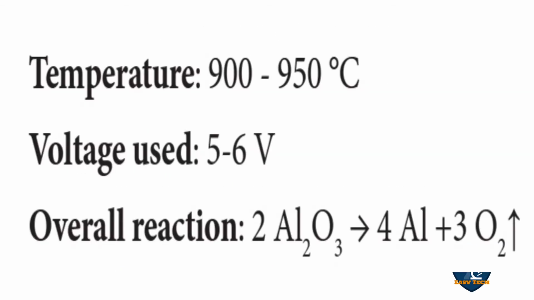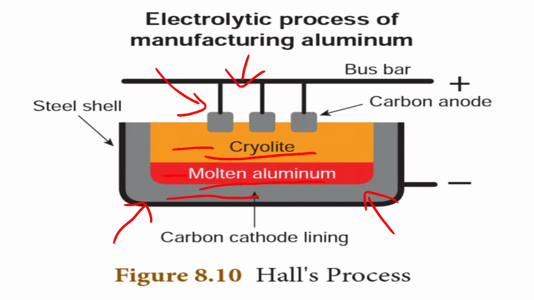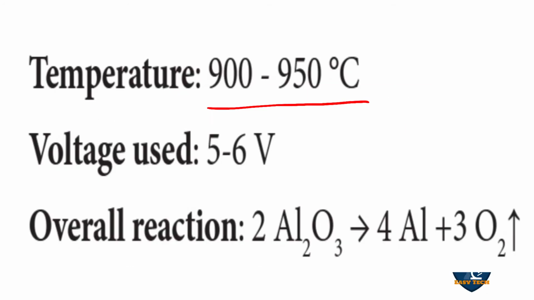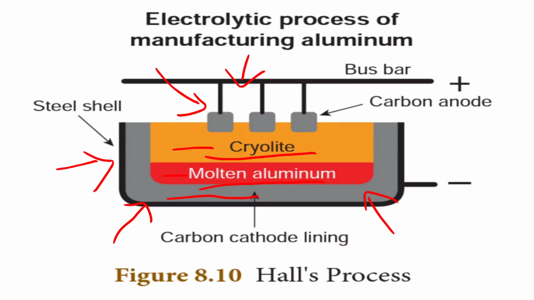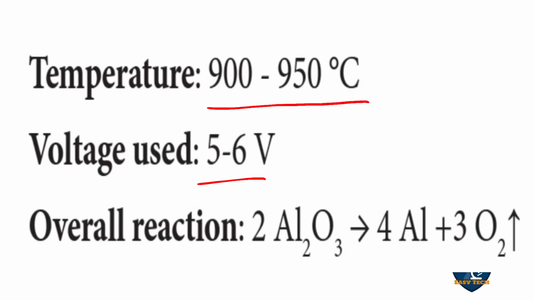Now the temperature given in this process is 900 to 950 degrees Celsius, and the voltage is 5 to 6 volts.